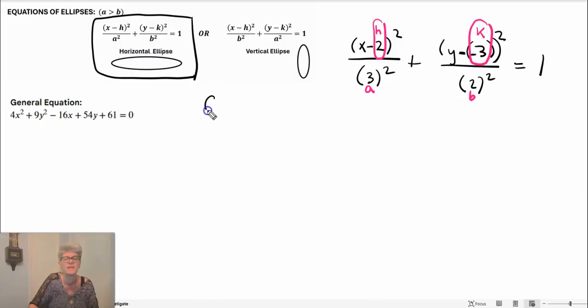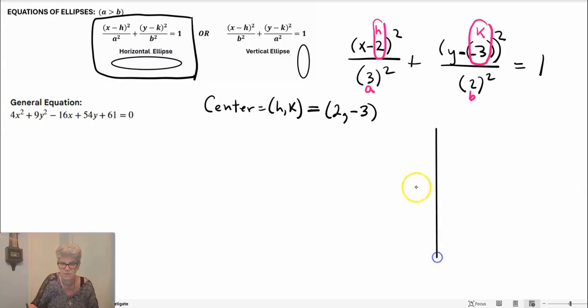Okay, so the center is (h, k). And that's going to be 2, comma, negative 3. Okay, so if I'm going to draw this, I would have, say, a 2 there, and a negative 3 would be there, and that's going to be the center.